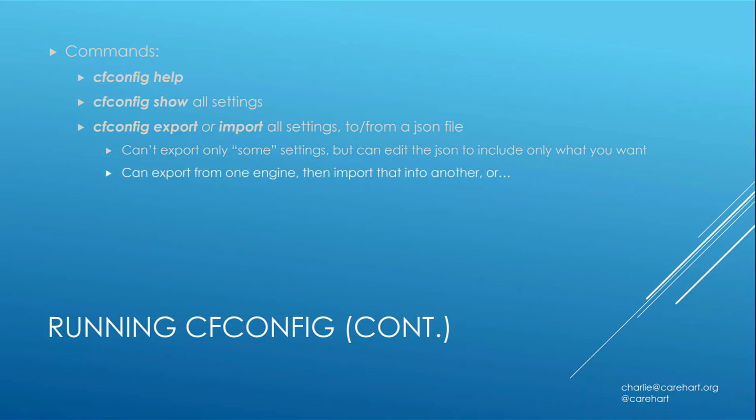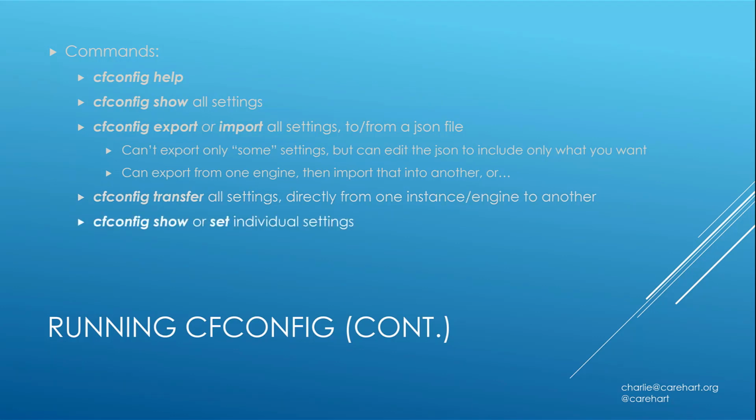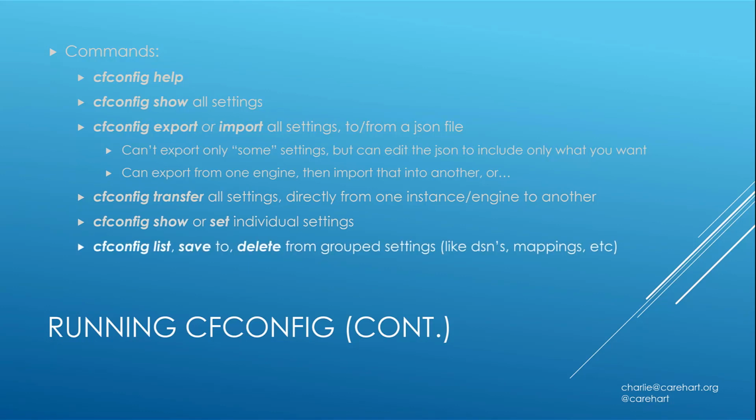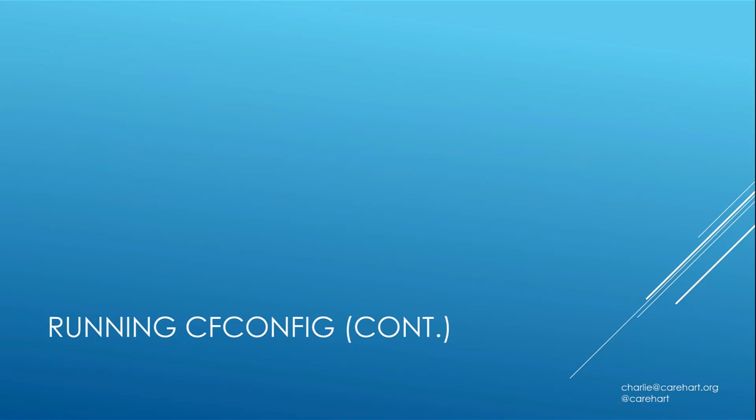So I've done that. And then they added a transfer feature, so it's CFCONFIG transfer, and again, you say from someplace to someplace, and it would just literally move them without any intermediate file. It would just say, I'm going to take the settings out of, say, CF 2018 and put them into Lucee, or vice versa. And then you can show and set individual settings, and you can list, save, and delete groups of settings like DSNs and mappings. Again, I don't want to get into too much detail with this. I just want you to be aware that it was possible.